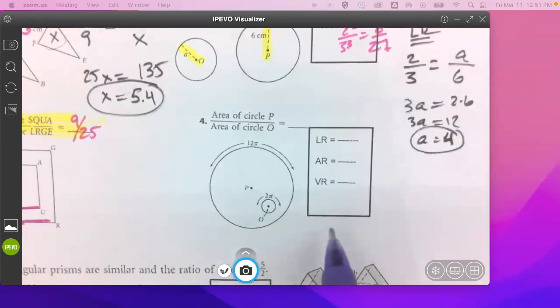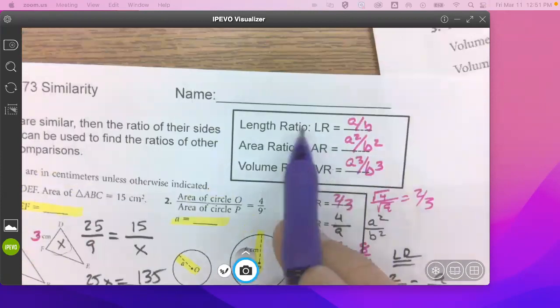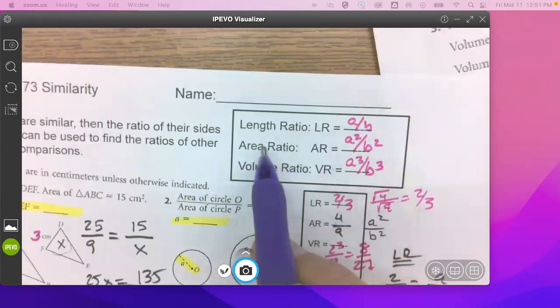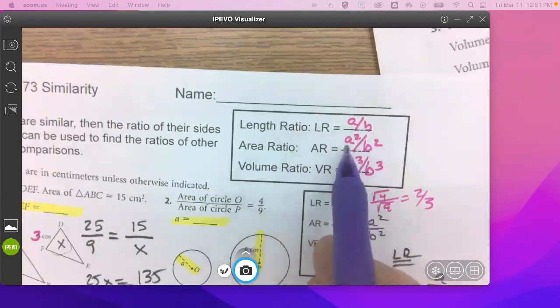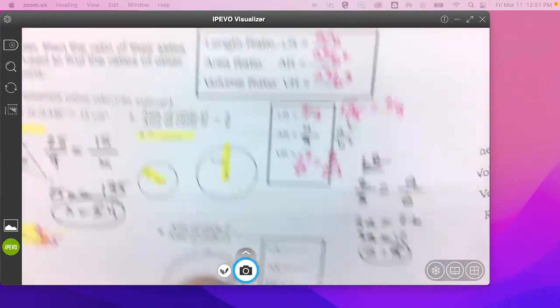What we're talking about here is that the ratios are different if we're talking about lengths or areas or volume. Our concept is that the length ratio is some scale factor, A over B, and the area ratio will be the square of those, A squared over B squared, and the volume ratio will be the cube of those.